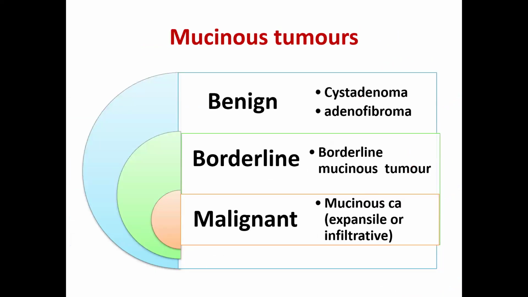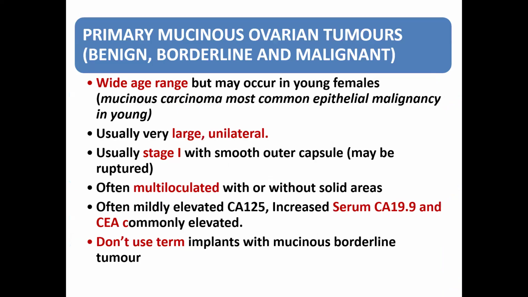Now we'll go to the mucinous tumors. Also, we have benign, borderline and malignant categories. The primary mucinous ovarian tumors have a wide age range and may occur in young females, and mucinous carcinoma is the most common epithelial malignancy in young females. It's usually very large and unilateral. Generally, all mucinous ovarian tumors are usually very large and unilateral, and usually stage 1 with a smooth outer capsule that may be ruptured.